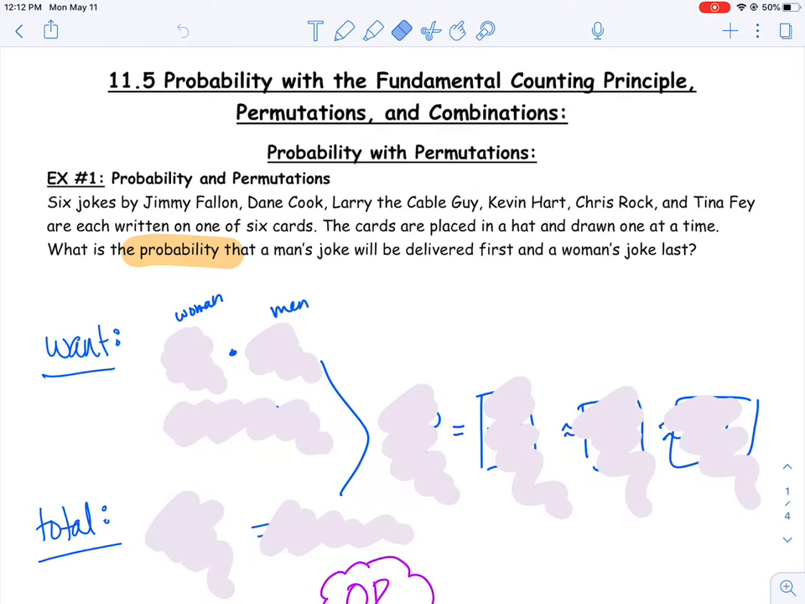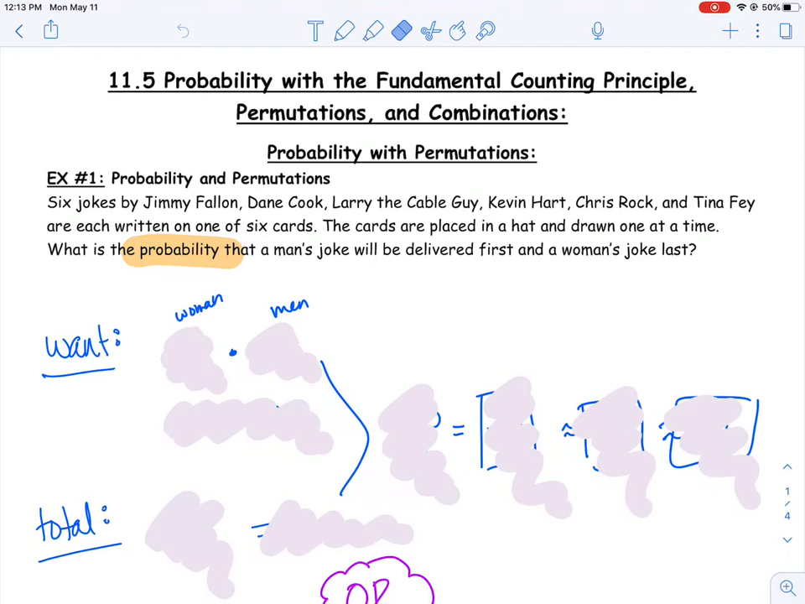Okay, we're going to do 3 examples. Here's example number 1. It says 6 jokes, one by Jimmy Fallon, Dane Cook, Larry the Cable Guy, Kevin Hart, Chris Rock, and Tina Fey are each written on one of 6 cards. The cards are placed in a hat and drawn one at a time. What is the probability that a man's joke will be delivered first and a woman's joke last?